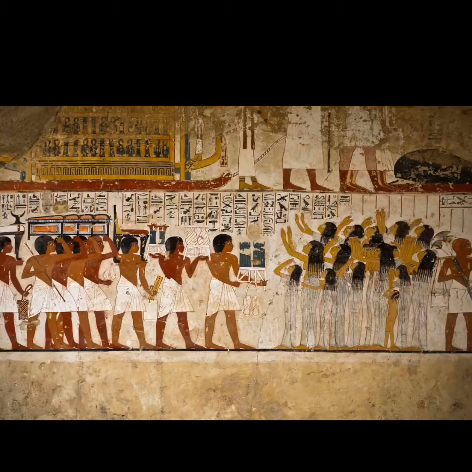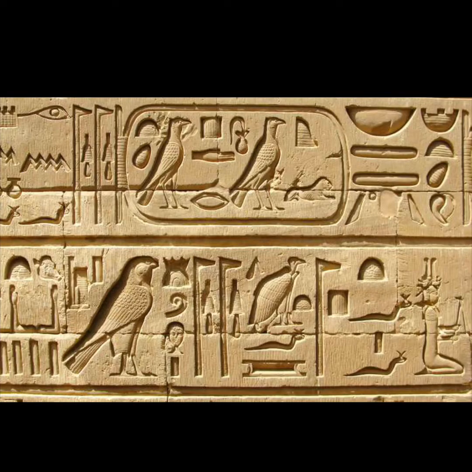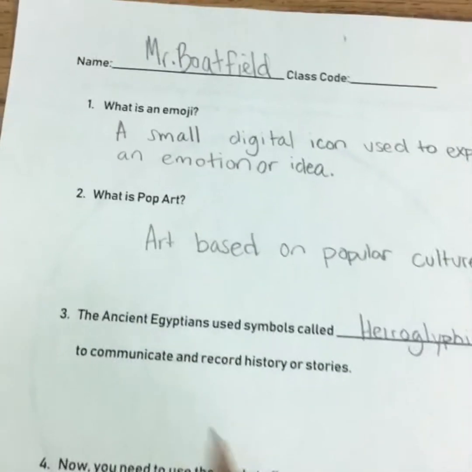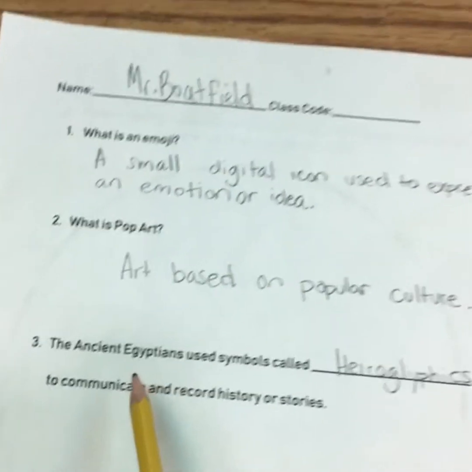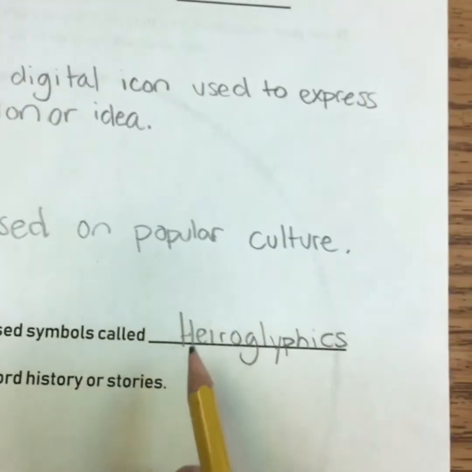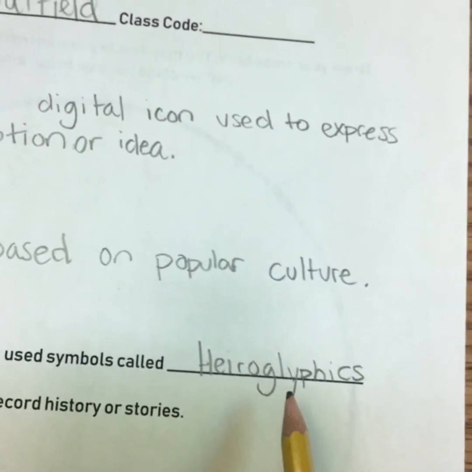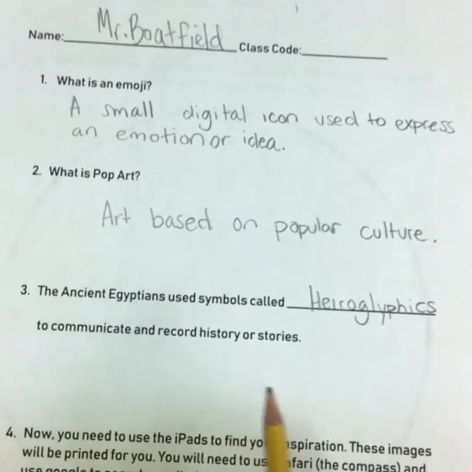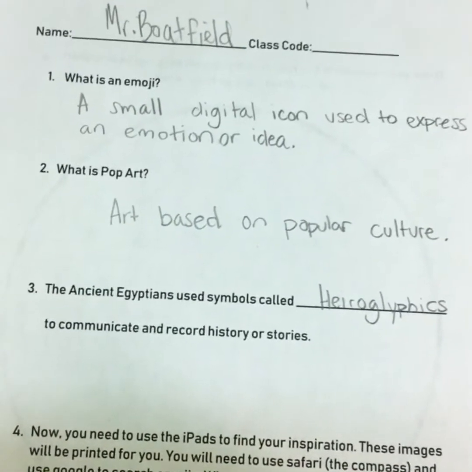All right. We are not the first group of people to use symbols as a way of communication. In ancient Egypt, they also used different icons or pictures to express what they were feeling and talk to each other. This language was referred to as hieroglyphics. So let's answer number 3. The ancient Egyptians used symbols called hieroglyphics, and I'm going to spell this out for you because this is a brand new word. Hieroglyphics. To communicate and record history or stories. I'm going to pause the video. Give me a thumbs up when we are ready.